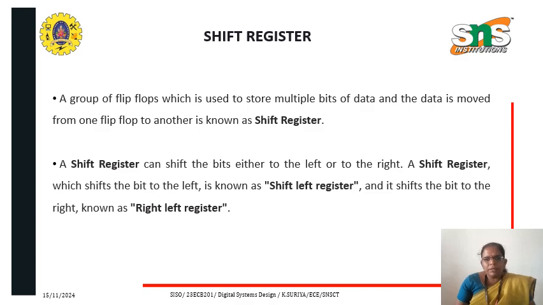To form an n-bit shift register, we have to connect n number of flip-flops. So, the number of bits of the binary number is directly proportional to the number of flip-flops. The flip-flops are connected in such a way that the first flip-flop's output becomes the input of the next flip-flop. A shift register can shift the bits either to the left or to the right. A shift register which shifts the bits to the left is known as a shift left register, and if it shifts the bits to the right, it is known as a shift right register.